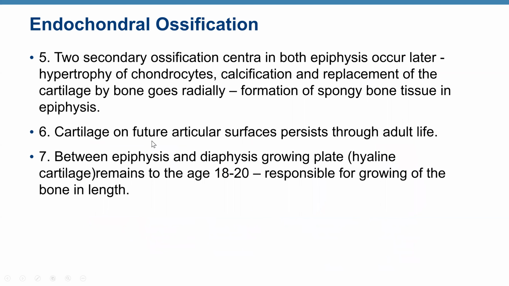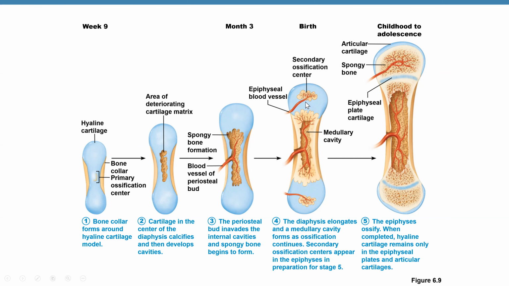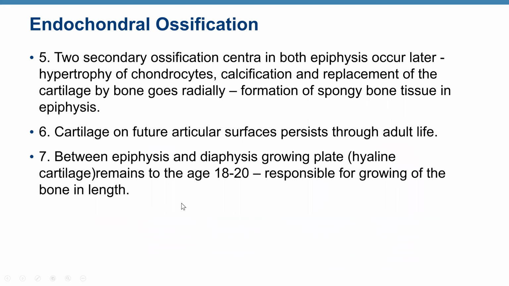So cartilage on future articular surfaces persists through adult life. So the cartilage stays in the articular surfaces, right over here, articular cartilage on the surface of the epiphysis. And between epiphysis and diaphysis, we have the growth plate, that is hyaline cartilage, that also remains to the age 18 to 20, and it's responsible for growing bone in length.